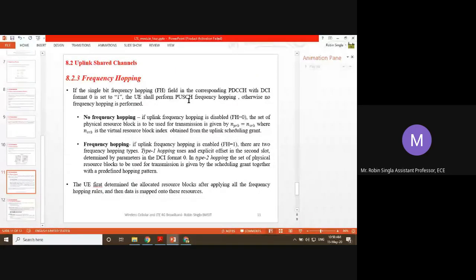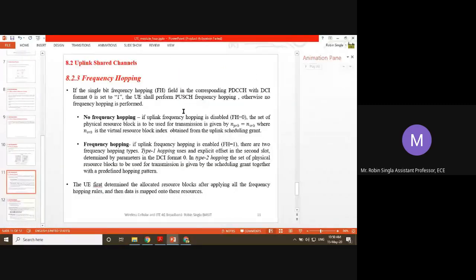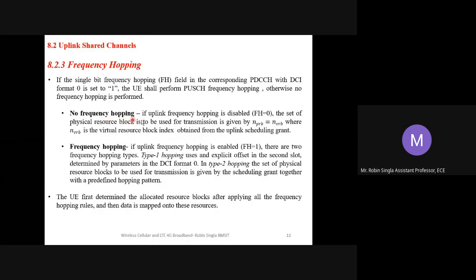the UE shall perform PUSCH frequency hopping. Otherwise, no frequency hopping is performed. Okay. You understand? In DCI format 0, this second bit, which is known as hopping flag, will tell you whether frequency hopping to perform or not. No frequency hopping. First case, no frequency hopping.